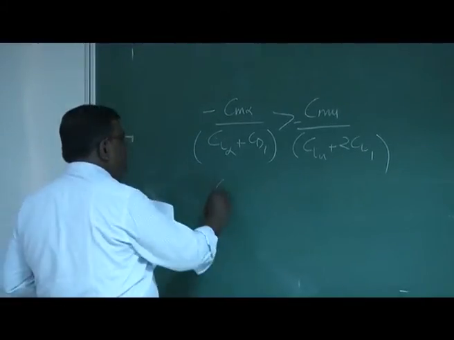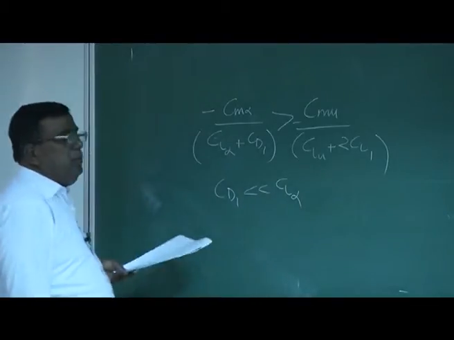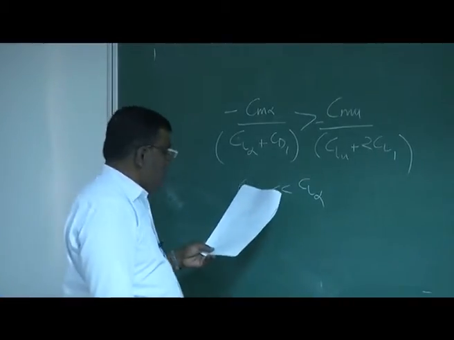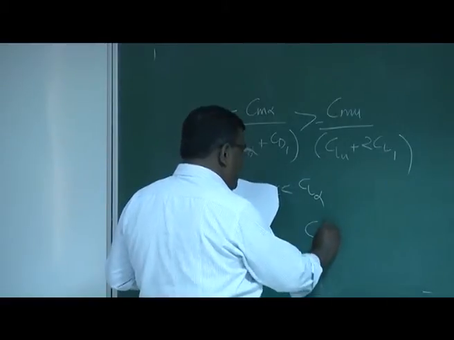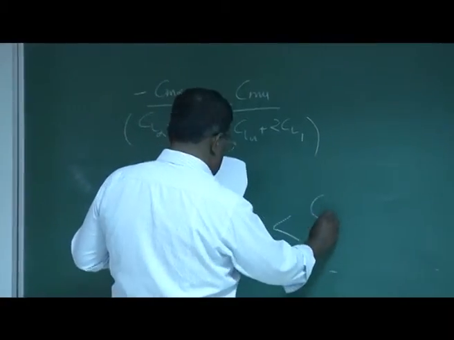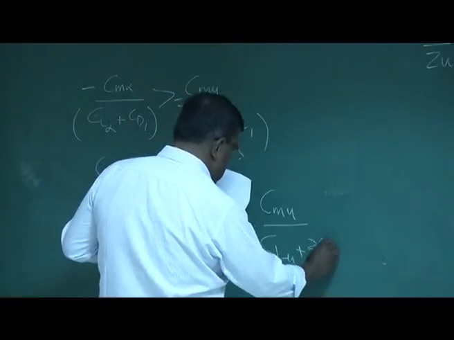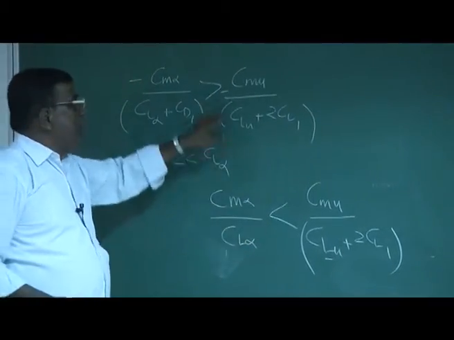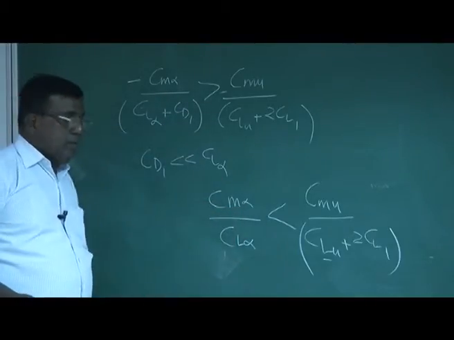Now, CD1 is small compared to CL alpha, which is very true. CD1 could be 0.025, CL alpha will be around 5.5. So this is a good approximation. Then what we get is Cm alpha by CL alpha less than Cmu by CLu plus 2 CL1. You could see the sign has changed to less than, because there is a minus sign. When I multiply by minus on both sides, naturally this becomes this.